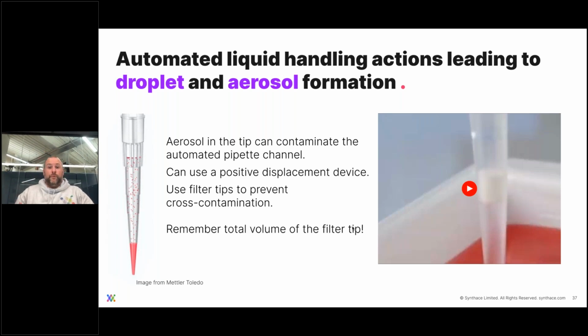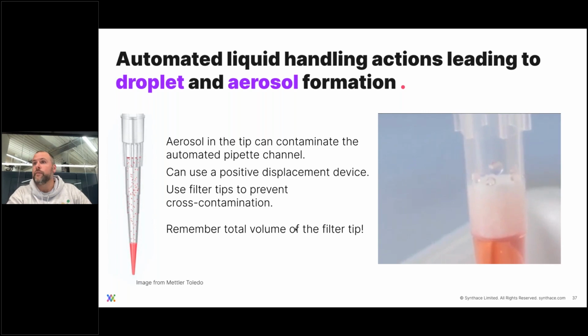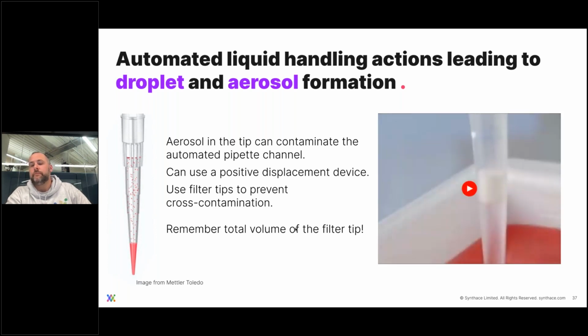Filter tips are not foolproof though, and scripting a greater volume for your transfer than the working volume of the tip can lead to something like this. Here you can see that liquid can indeed travel through some filters. That's not good.